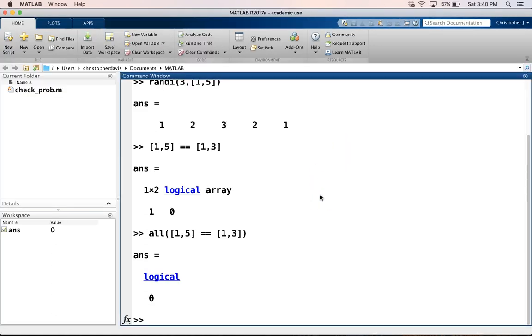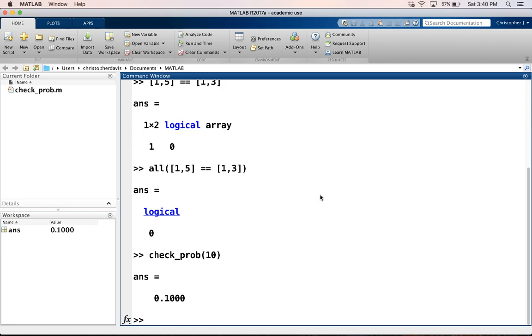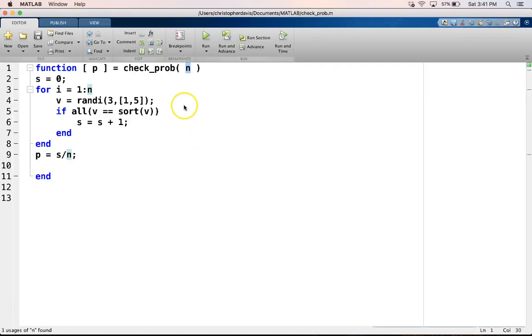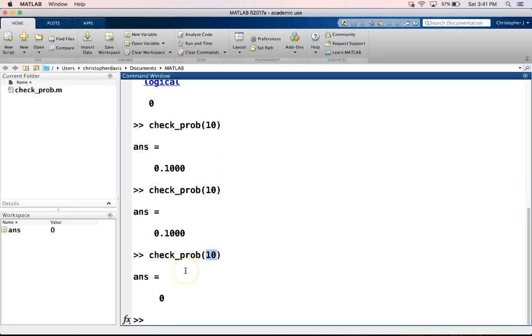And let me go back to the command window and try it. Let me do check probability of 10, how about? So that says 10%. Again, I get 10%. Now I get 0%. And 10 experiments, that's what this input stands for. The input is this n, which is the number of experiments, how many times we do the testing of v. 10 isn't nearly big enough. And a good rule of thumb is that if you want to get, say, 3 decimal places of accuracy, then you want to see the same 3 decimal places a couple times in a row.